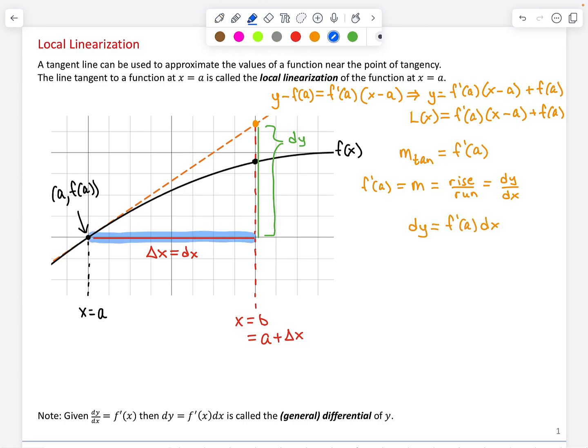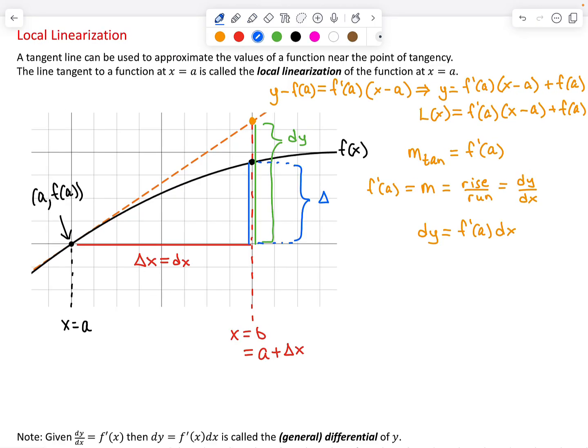So when x changed from a to b, we see that the tangent line experienced a vertical change, which is not the same as the vertical change of the function itself, which would be this length. This length is the actual change in the function we'll call delta f of x, or just delta y for short. So for one delta x, or dx, because we have two functions in play here, there will be two different changes in y. The change experienced by the tangent line we will refer to as dy, or the differential of y, and the vertical change experienced by the function itself we'll call delta y.